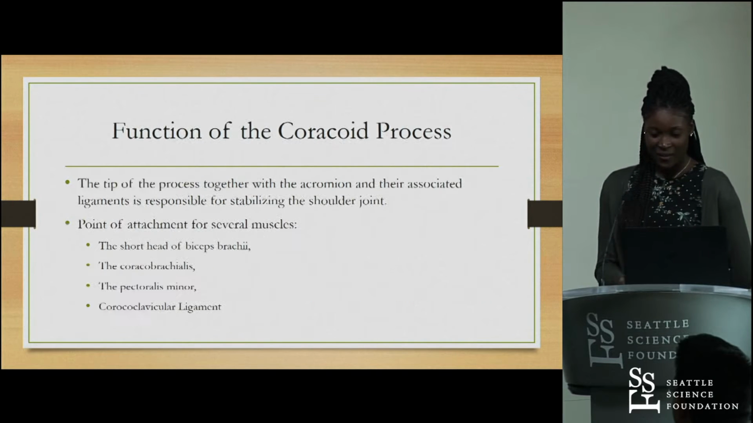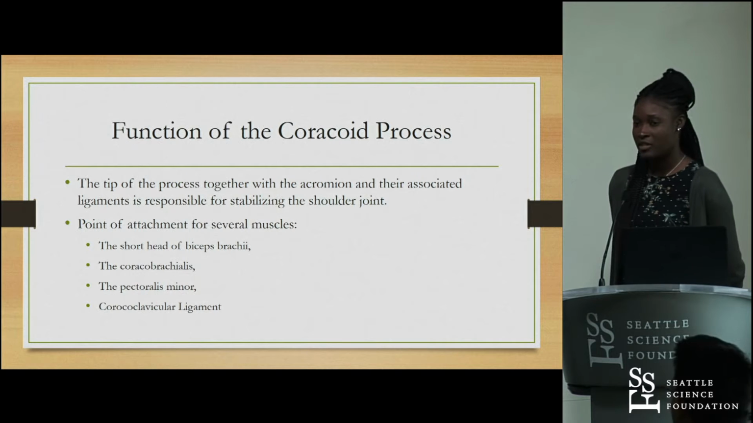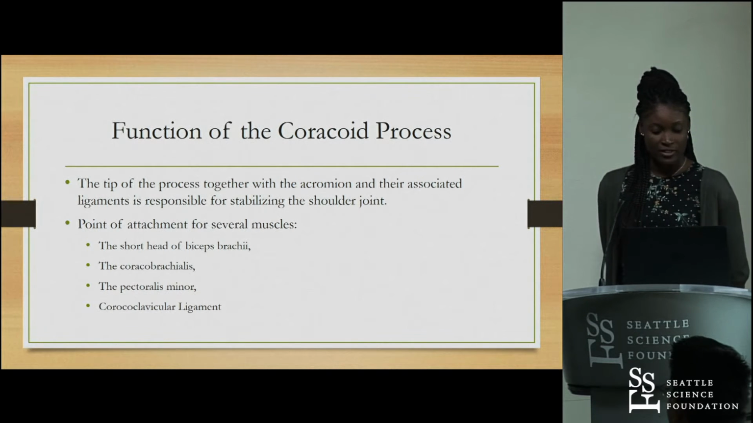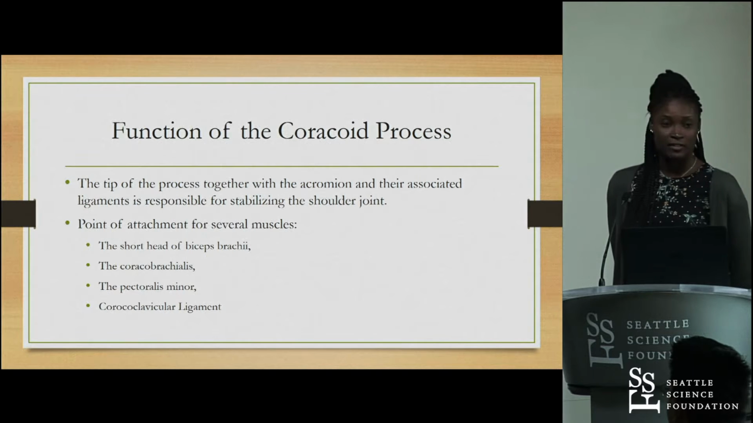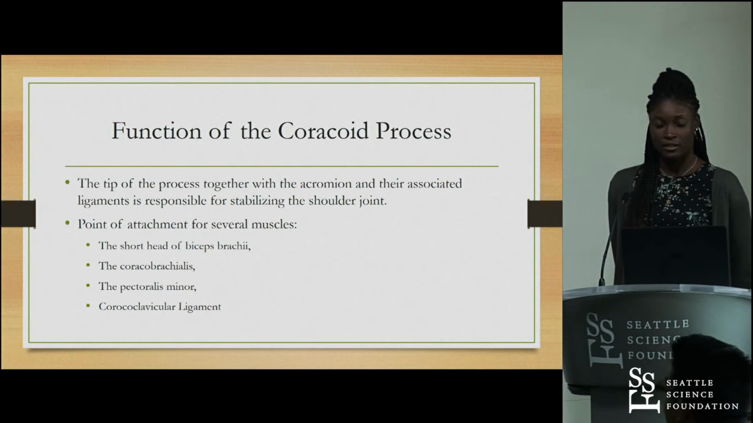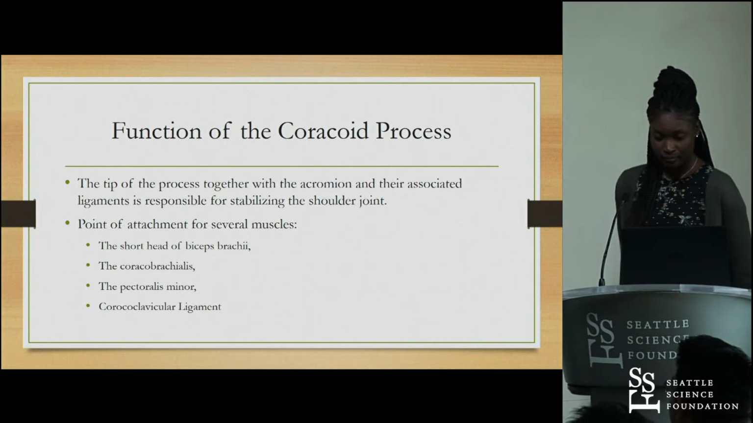So the function of the coracoid process, like I mentioned before, is stabilization of the joint. You have several other structures that are attached to the process. You have the short head of the biceps brachii, the coracobrachialis tendon, the pectoralis minor tendon, and the coracoclavicular ligaments.